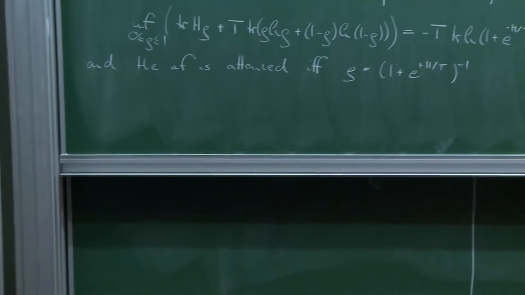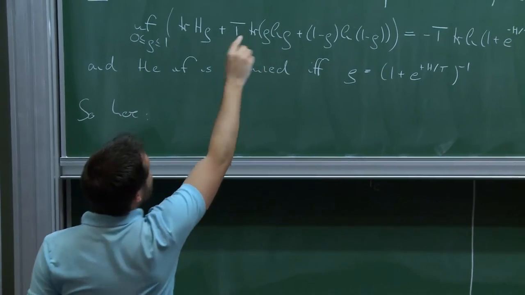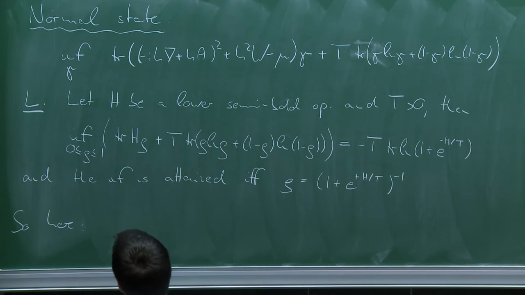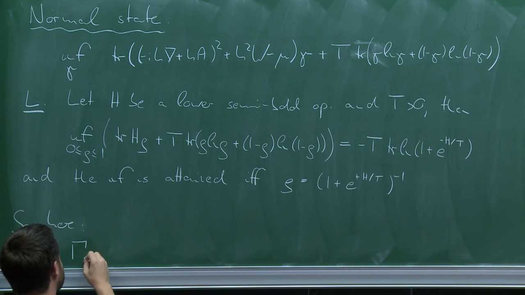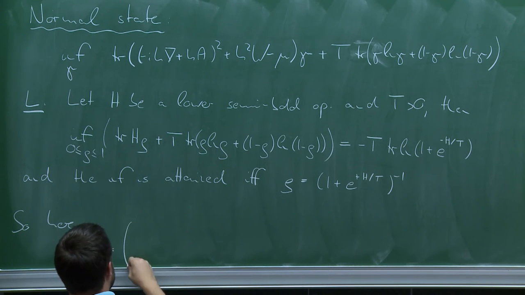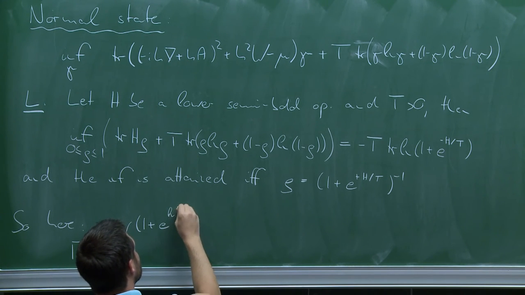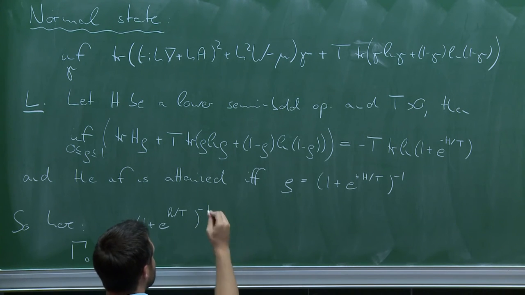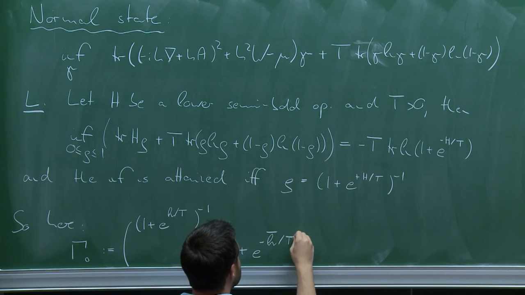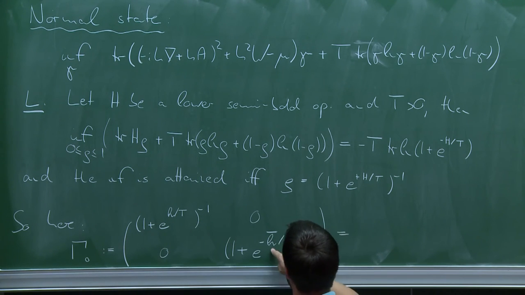So one has to do something, but once one has this, one concludes. So here, for us, in this minimization problem, gamma is this thing with this one-body operator, and therefore the capital gamma, if we know what the little gamma is, we also know what the capital gamma is, and I call it gamma zero. So that is 1 plus e to the h over t inverse, 1 plus e to the minus h bar over t inverse. They're zeros. I'll tell you in a second what h bar is.